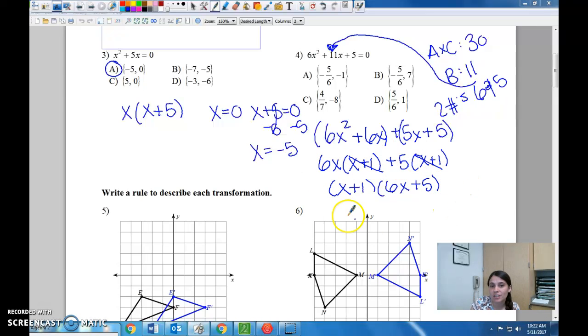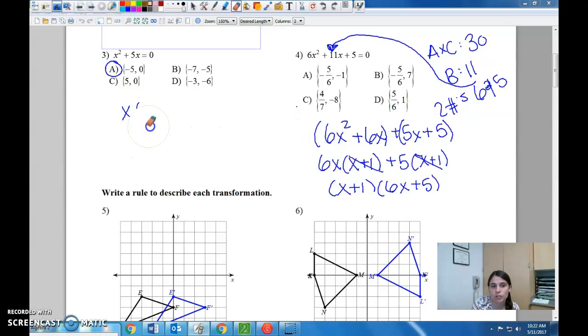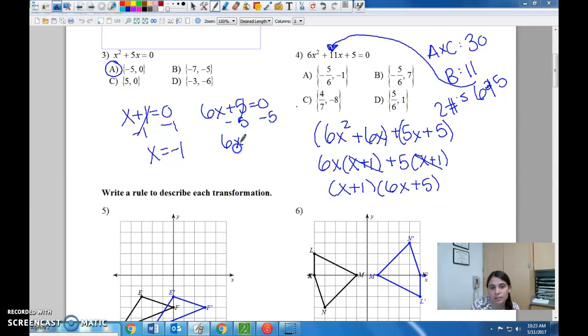So now I have this factored, and all that I have left to do is set each of those factors equal to 0 and solve. So I have x plus 1 equals 0, so I'm going to minus 1 from both sides, so x equals negative 1. And then I have 6x plus 5 equals 0, so I'm going to minus 5 from both sides. So 6x equals negative 5. Divide by 6 on both sides, and x equals negative 5 over 6.